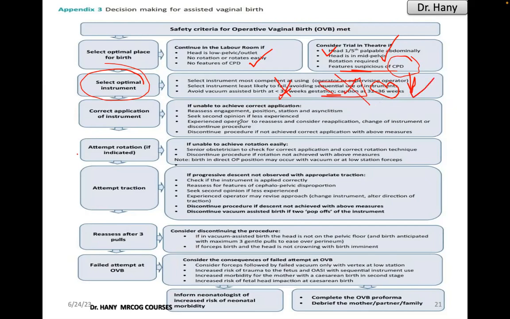The application: if you are not sure about the application, don't put it. If you don't know the flexion point, don't put it. If you are not sure about the position, don't put any operative vaginal delivery, go for cesarean section. Attempts at rotation, only 3 pulls with the forceps, no progress, no descent, no more. With ventouse, 3 pulls. If the head is low, at the perineum or near below to deliver, you can pull another. One pop off, call your senior.